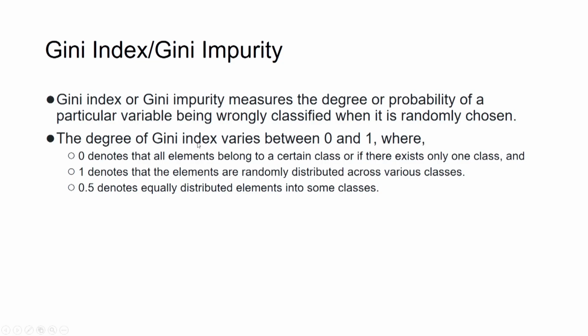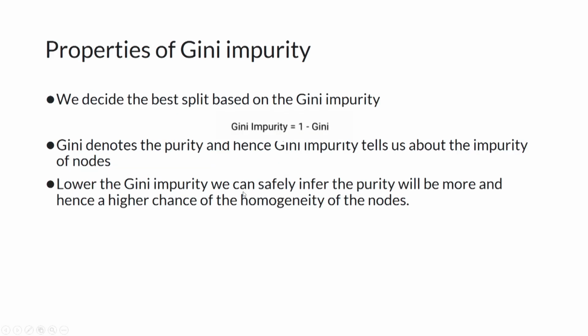So, the degree of Gini index again varies from 0 to 1, where we can say that if it is 0, it denotes all elements belong to a certain class, because it means Gini is 1, and when Gini was 1, it was the purest node. If it is 1, it means elements are randomly distributed across various classes, because in that case Gini was 0. In the same way, when it is 0.5, it denotes equally distributed elements into some classes. So, we have seen what Gini impurity is.